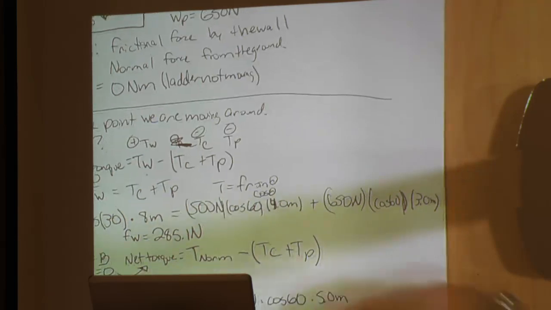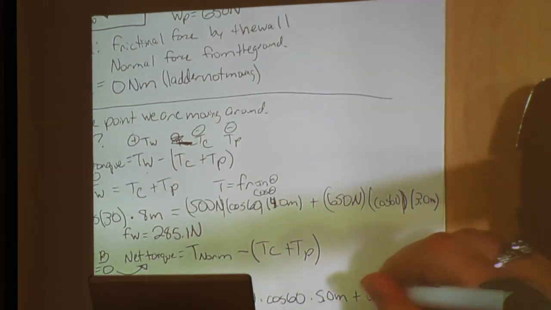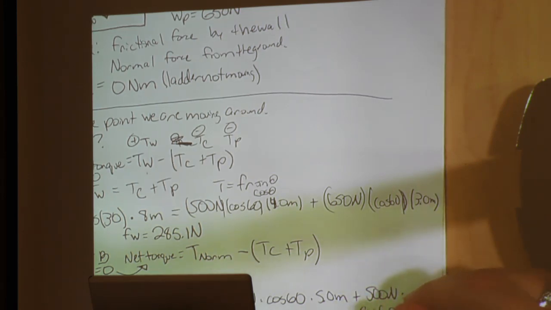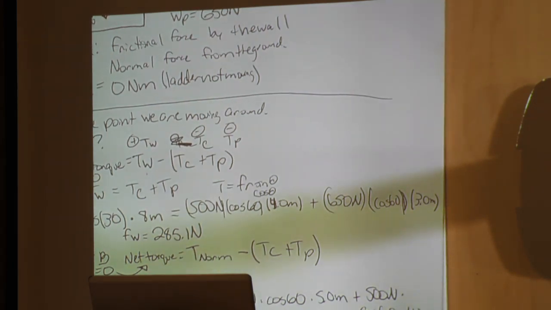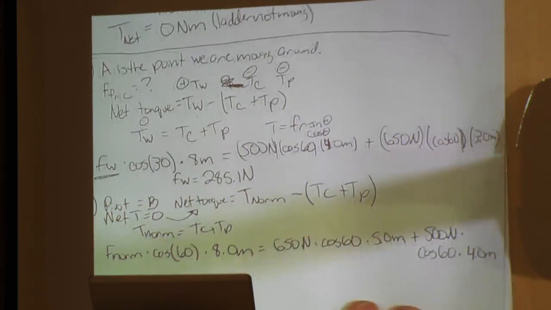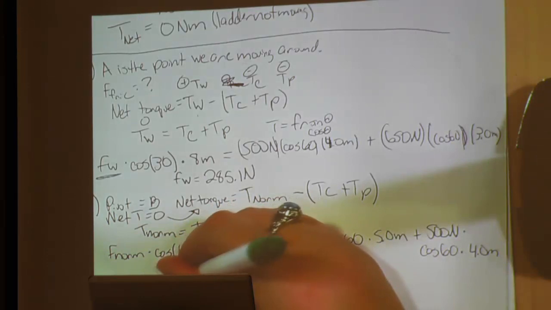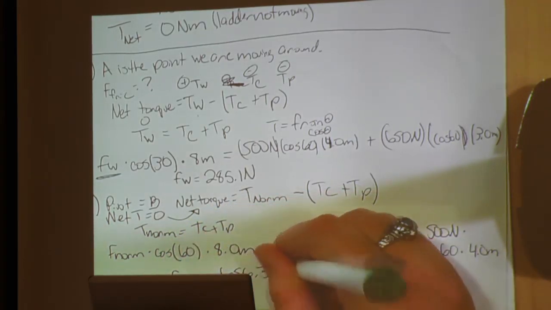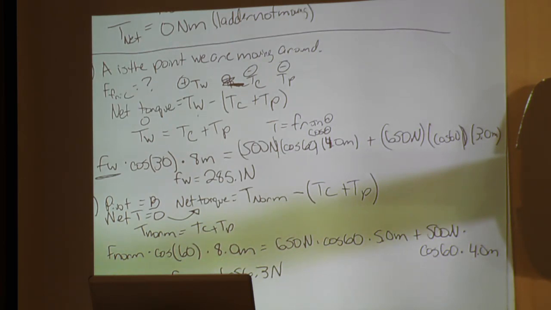Okay? So plus 500 newtons times cosine of 60, and this will still be 4 meters, because the entire length of the ladder is 8 and our center is still the center. Again, we plug that in, and you should get a normal force of 656.3 newtons. Okay? Any questions about that?